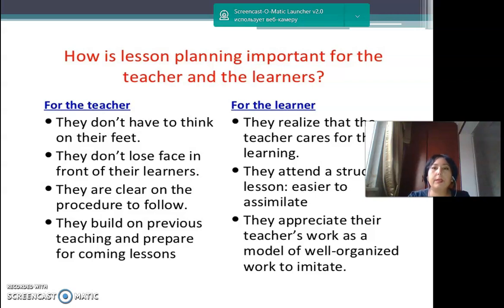For the learner, they realize that the teacher cares for their learning. They attend a structured lesson that is easier to assimilate. They appreciate their teacher's work as a model of well-organized work to imitate.